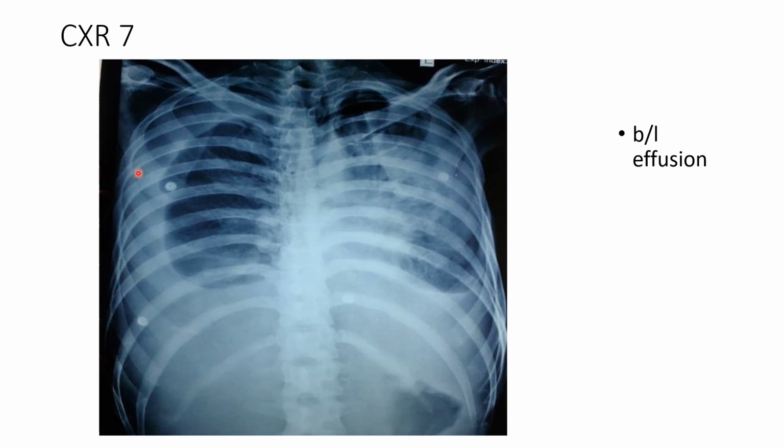Again, you see this fluid here. This is a pleural fluid, and the lung is partially collapsed. And here again, you have fluid up here, and the lung is again partially collapsed. Right, this is the lung. So again, this is a bilateral pleural effusion, a moderate pleural effusion compared to the previous X-ray.